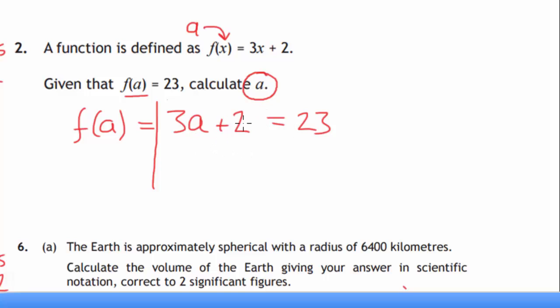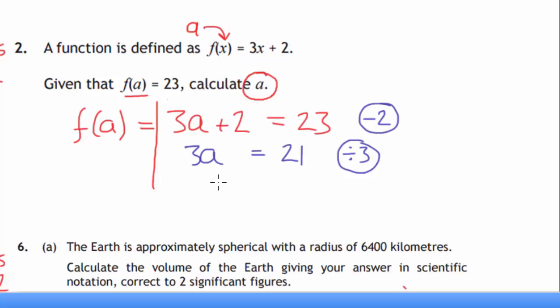So to get rid of that 2, I'll change the colour. I'll take away 2. And that means that's now 3a equals 21. I'll then divide both sides by 3. So whatever you do to one side, you do to another. And that gives you a equals 7. So that's your answer for that.